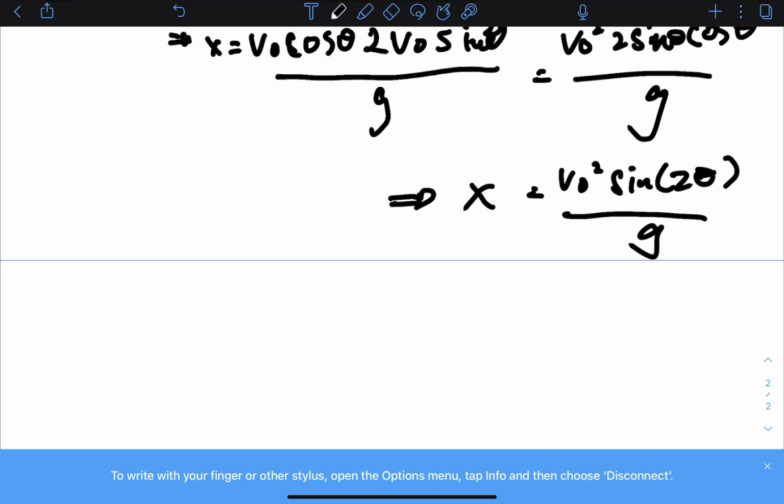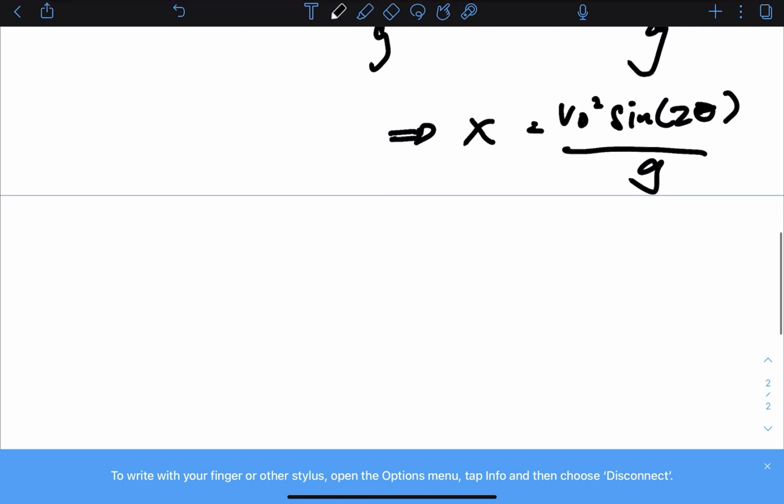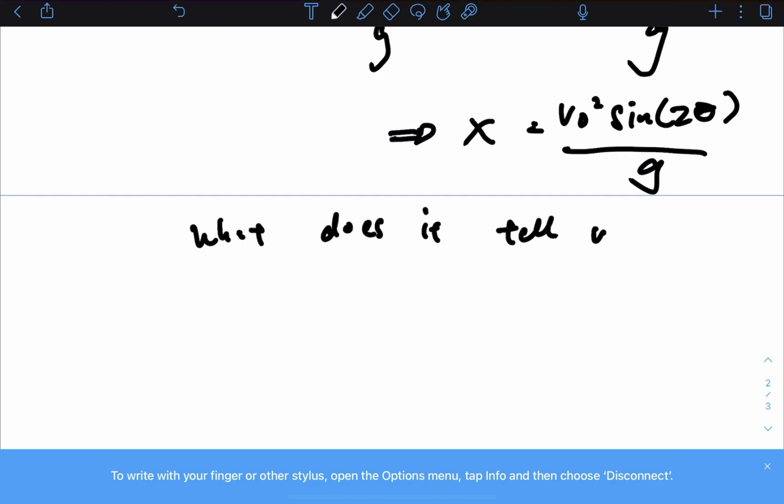And g is just a fundamental constant. We can interpret it as a constant of nature, although it changes a little bit depending on where we are. It's equal to 9.8 meters per second squared, and we can take it as a constant. So this is the expression we derived for how far it's going to travel. Then we can look at this expression a bit more to see what it tells us physically.